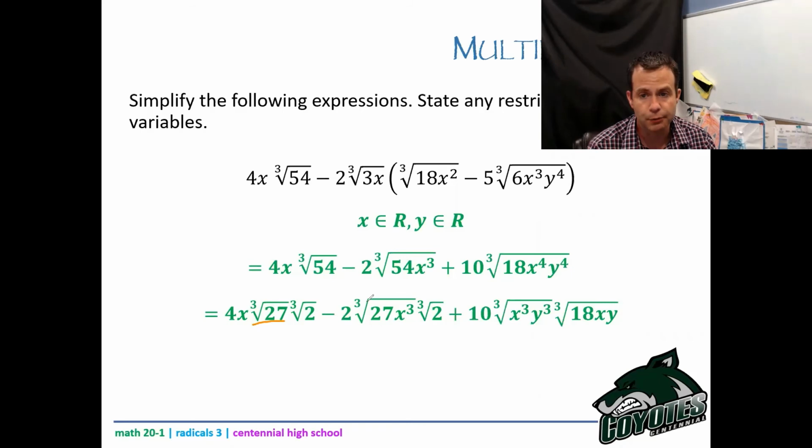Here, this is going to be 3x times 2, so that'll be negative 6x cube root 2. And then this is going to be xy, so I'll have 10xy, cube root of 18xy.